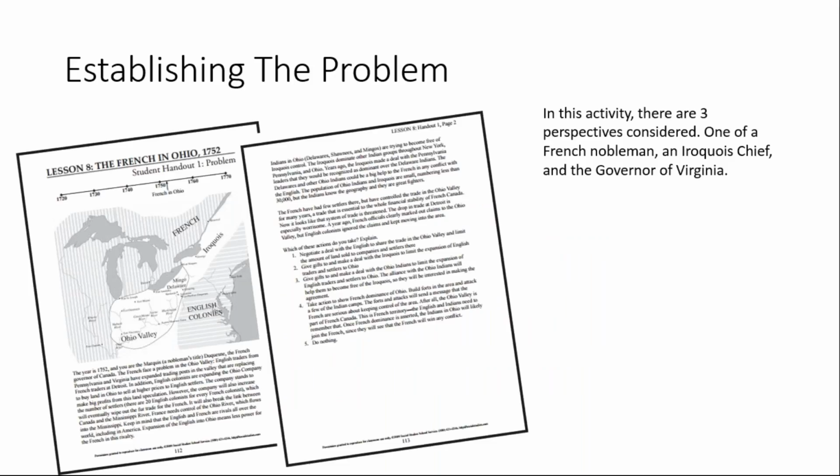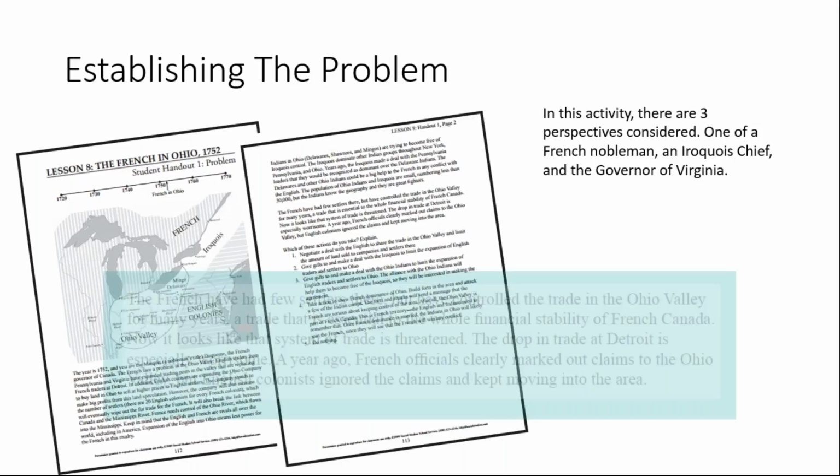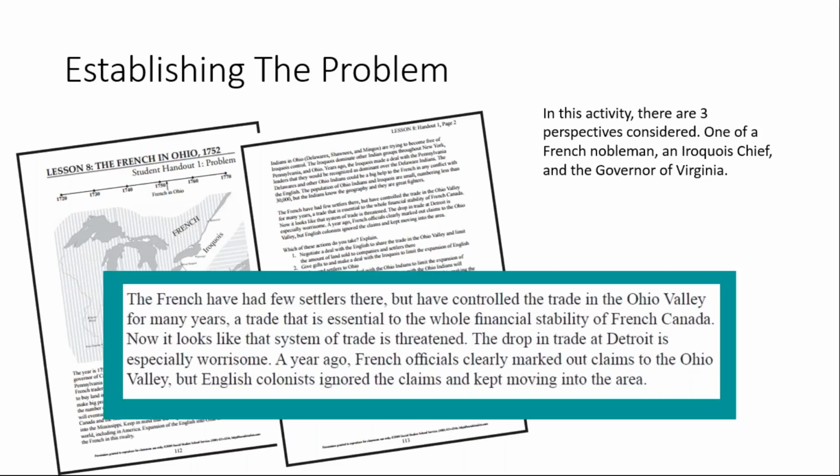And in this particular activity, we see that there are three perspectives that are going to be considered: a French nobleman, an Iroquois chief, and the governor of Virginia. The problem for the French nobleman is the French have had settlers there, but have controlled the trade in the Ohio Valley for many years, a trade that is essential to the whole financial stability of French Canada. Now it looks like that system of trade is being threatened. The drop in trade at Detroit is especially worrisome.